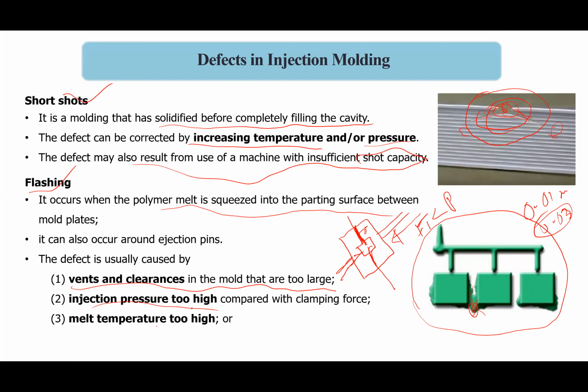And the melt temperature being too high. If the melt temperature is too high, then the material viscosity will be very low and it can flow through small spaces. Okay, and that also causes a similar effect to flushing. Okay, do you have any questions here?